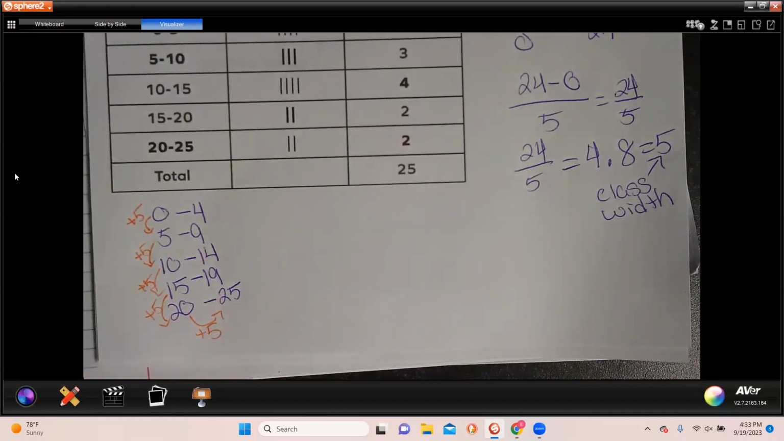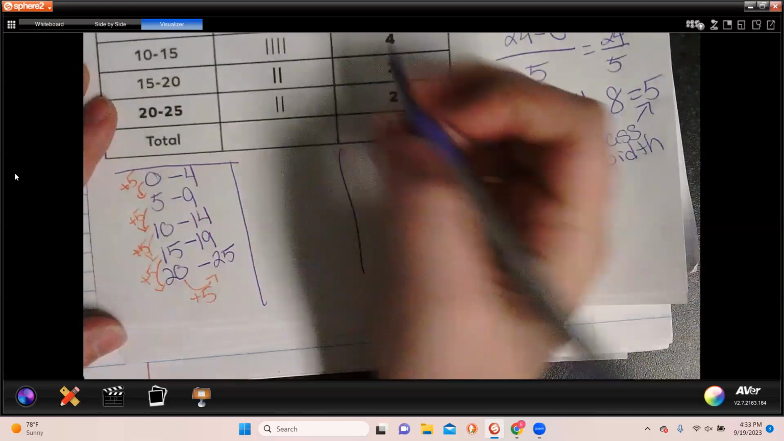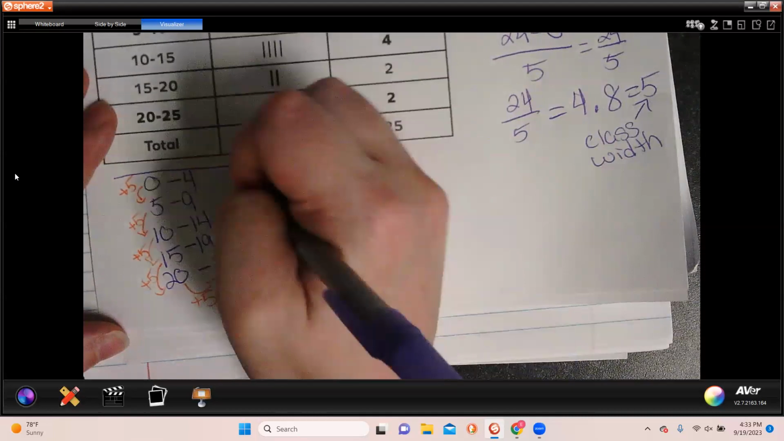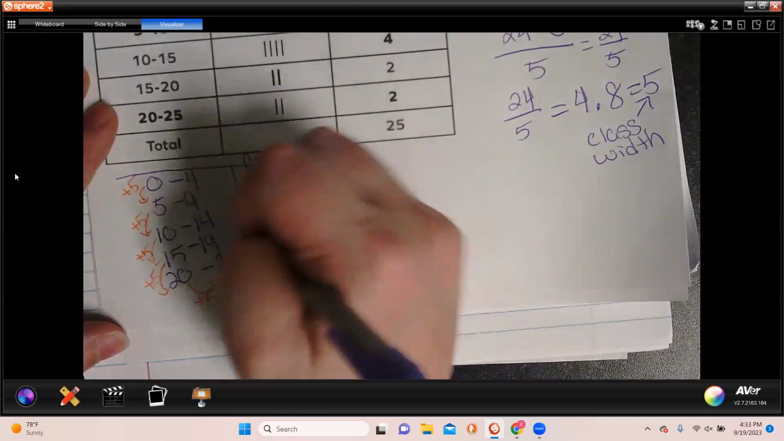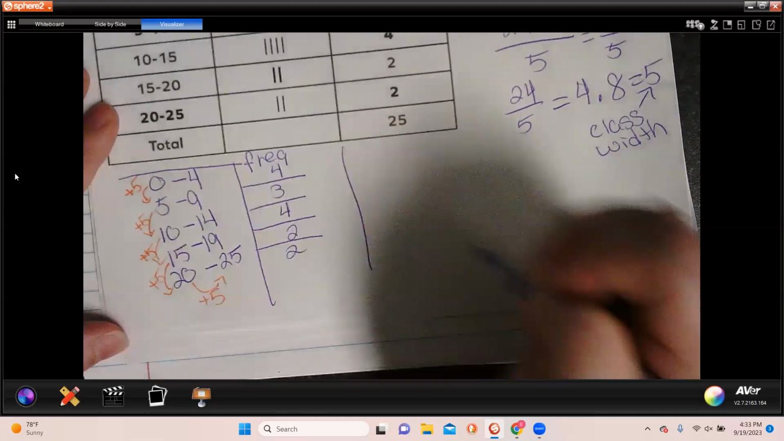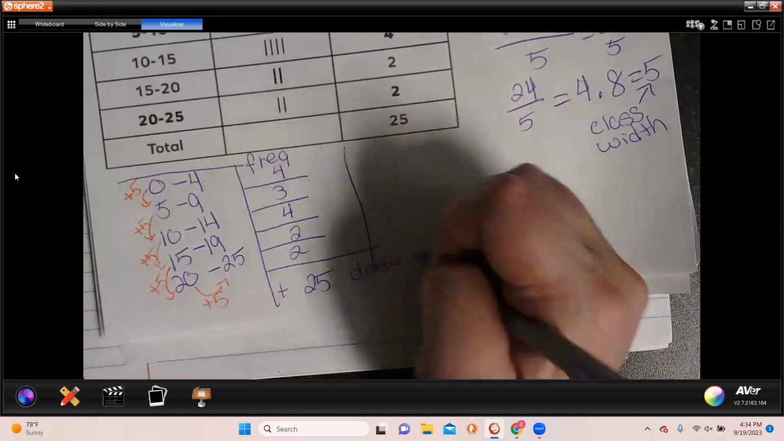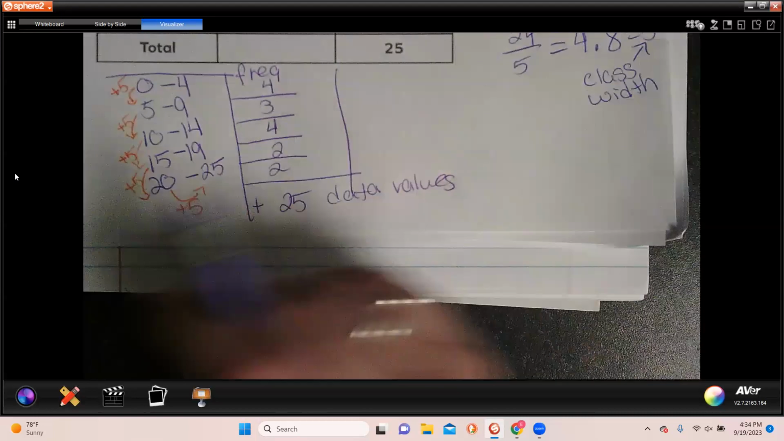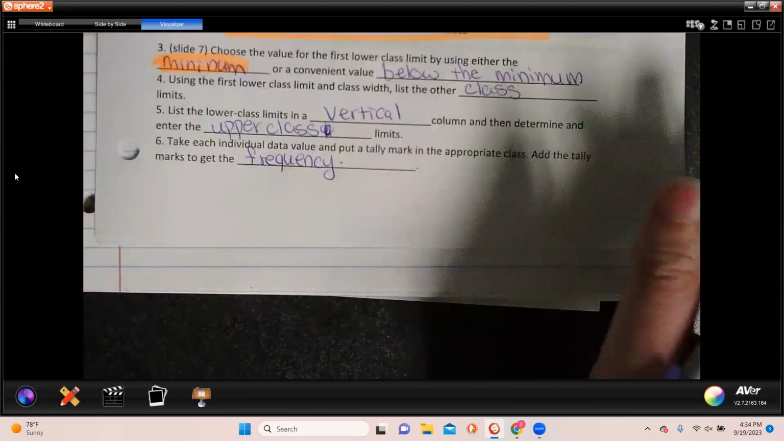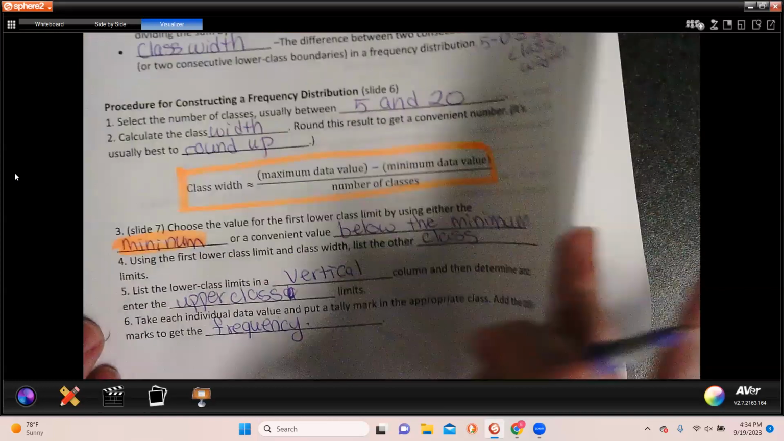Okay, and then I take my tallies to identify the total frequencies. In this case, I ended up with 4 for the first class, 3 for the second, 4 for the third, 2 for the fourth, and 2 for the last. So this makes a total of 15 data values. Okay, so this is a very crude, very quickly made frequency table. But this hopefully helped with all of these words. There's a lot of words to tell how to do these things.